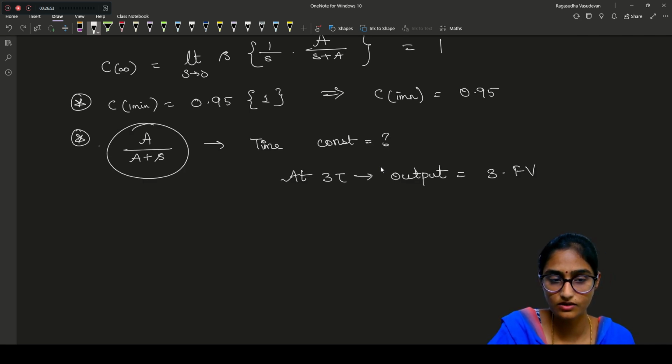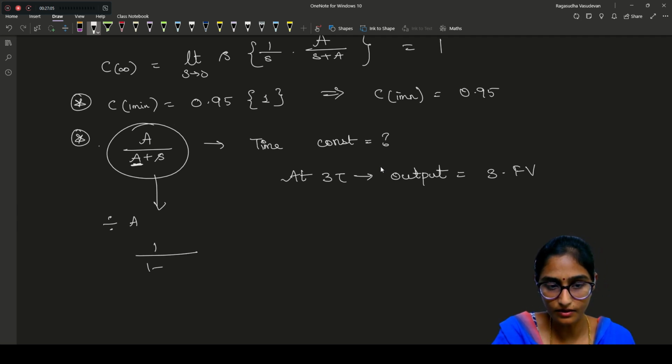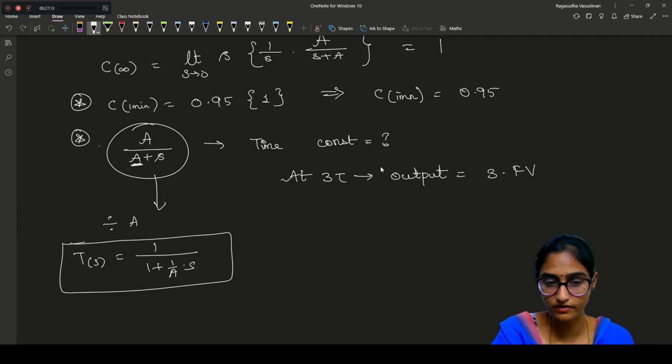We have to convert that into time constant form. For that, we divide the transfer function by A on both sides so that we get a 1 factor. It will be 1 divided by 1 plus (1/A) into s. The transfer function in time constant form is this. So what is the value of the time constant? The time constant is equal to 1 divided by A.